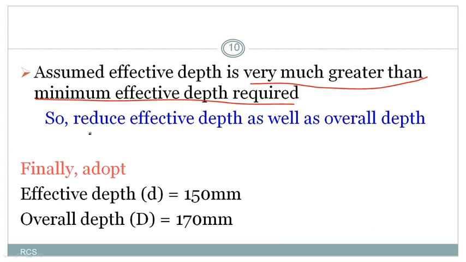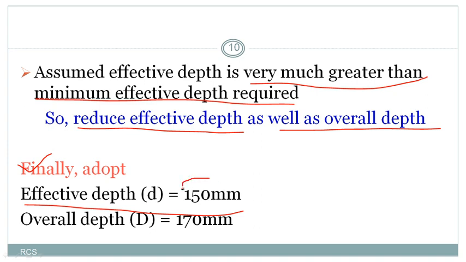So what we'll do, we have to reduce the effective depth as well as the overall depth. So finally adopt, how much do we have to adopt? Effective depth is 150 mm and overall depth is 170 mm. So hereafter the effective depth of the slab is 150 mm and the overall depth of the slab is 170 mm. Why are we reducing? Because of the economical point of view.